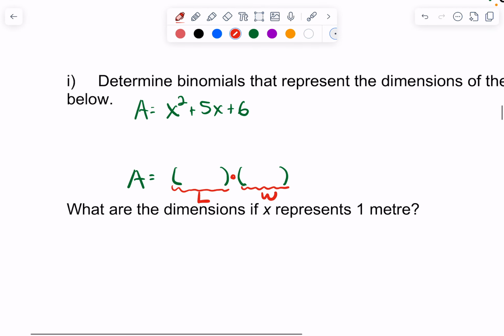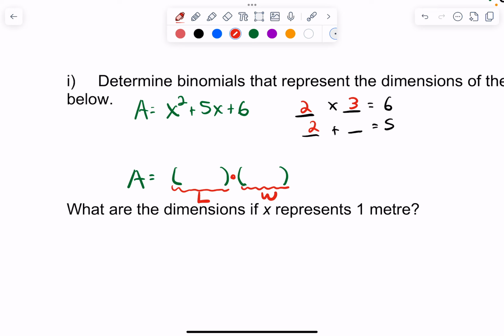So if we factor this trinomial here, we need two numbers that multiply to 6, and those same two numbers have to add to 5. So go through your multiples of 6, and you would find that the combination that works is 2 and 3. So you just write x, and then it'd be plus 2. And this would be x plus 3. And there you go.